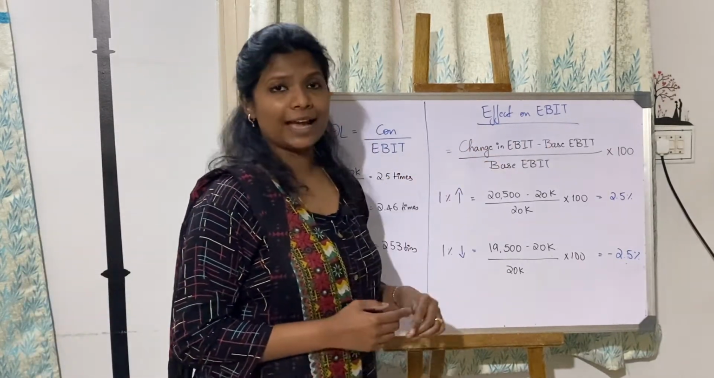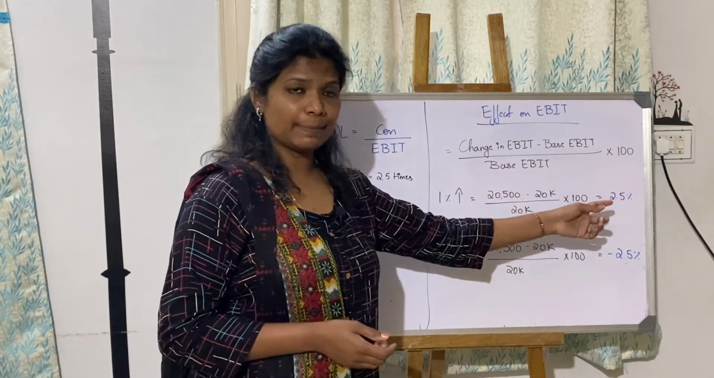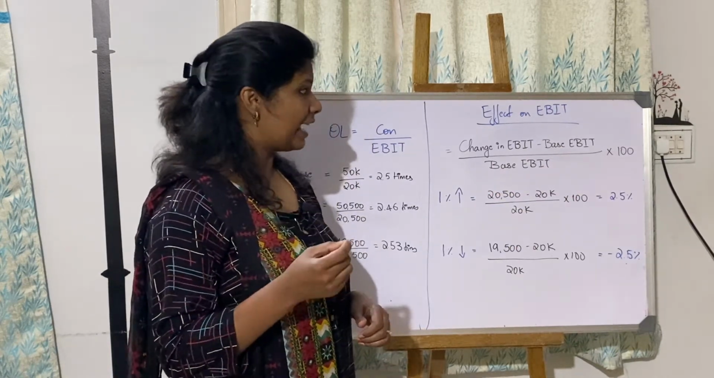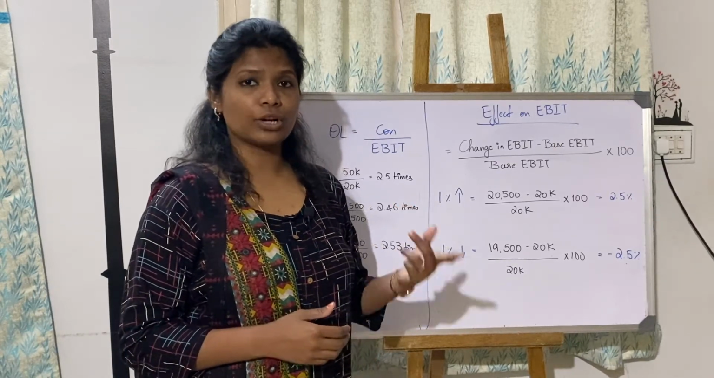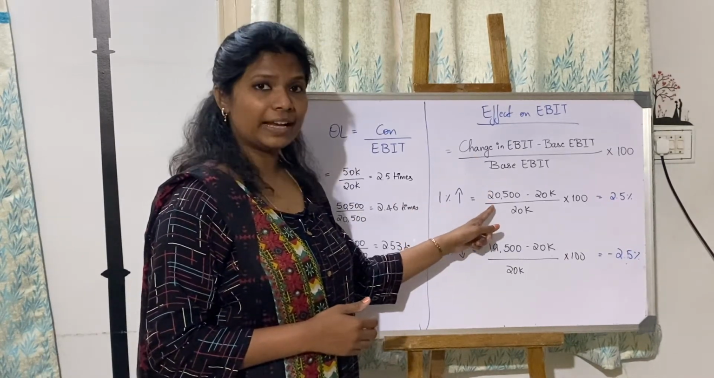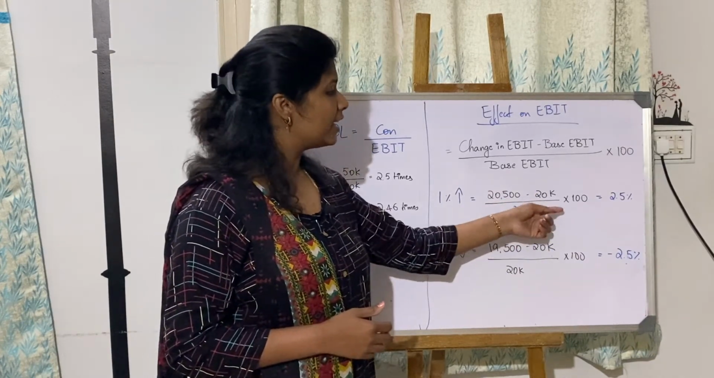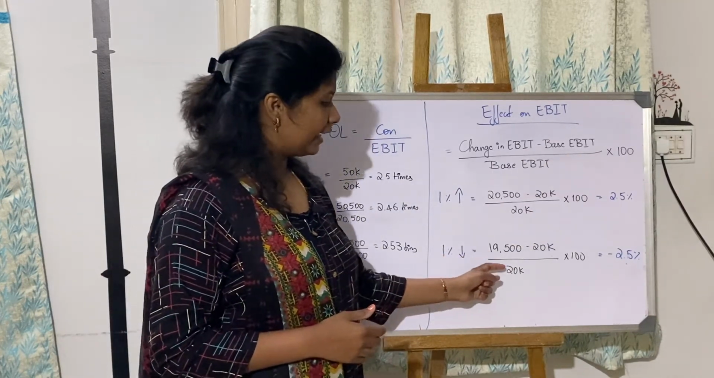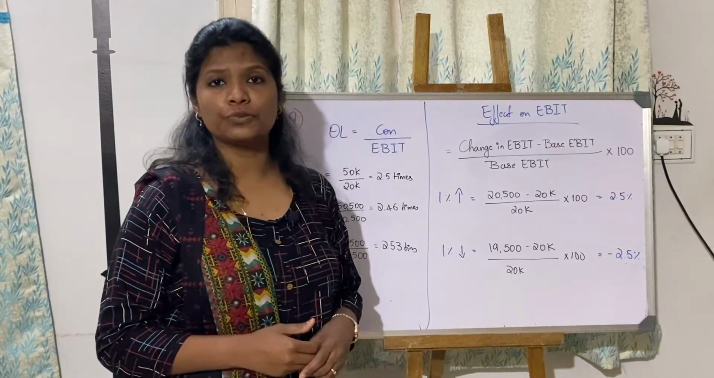Now, effect on EBIT. How do I measure that? There's a formula: change in EBIT minus base EBIT divided by base EBIT into 100. So, we're going to check only for the increase and decrease. So 1% increase, what is the value of EBIT? 20,500 minus base, we saw that was 20,000, divided by 20,000 into 100, we have 2.5% as the answer. 1% decrease, 19,500 minus 20,000 divided by 20,000 into 100, it's a negative 2.5%.